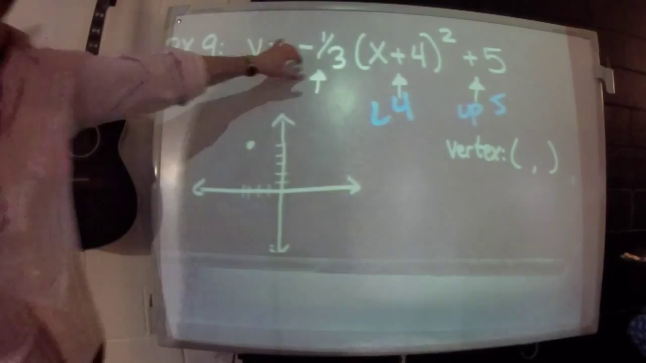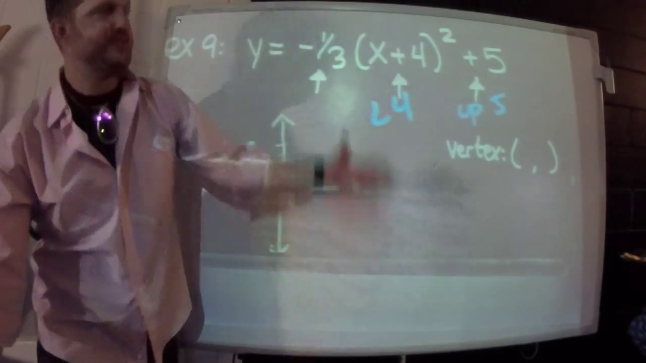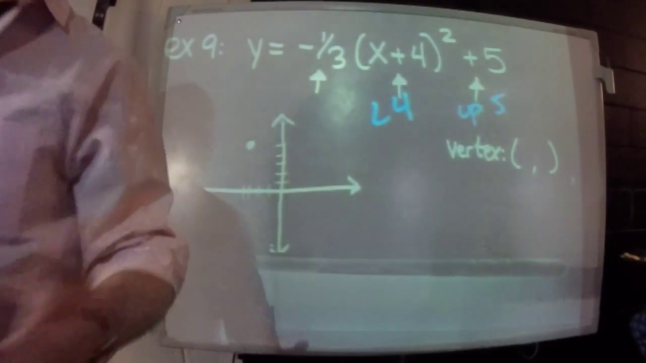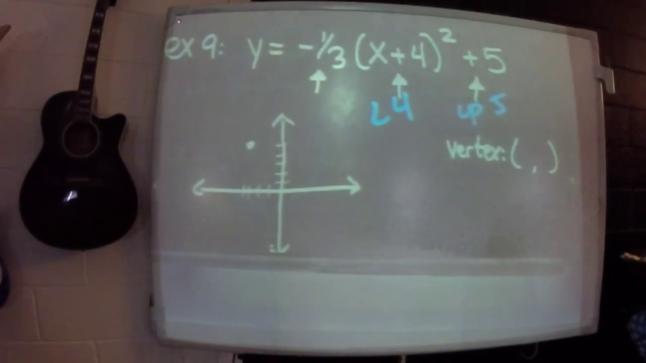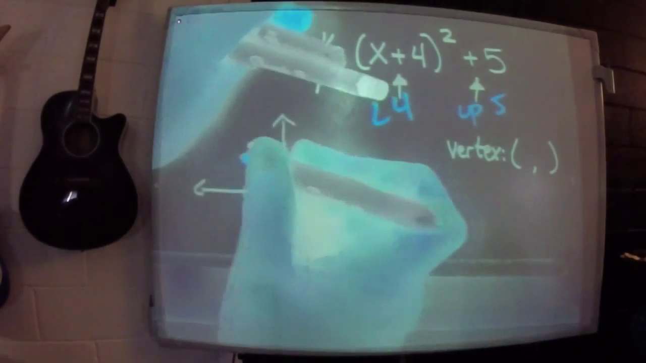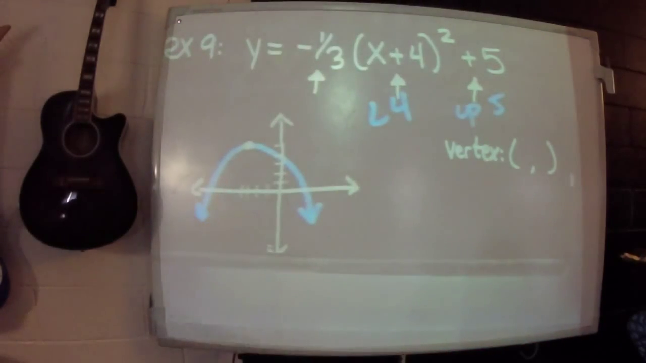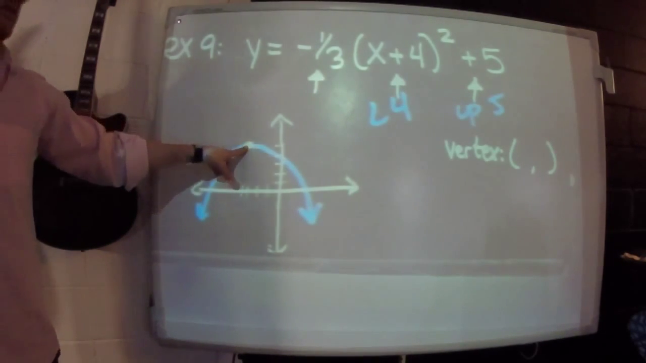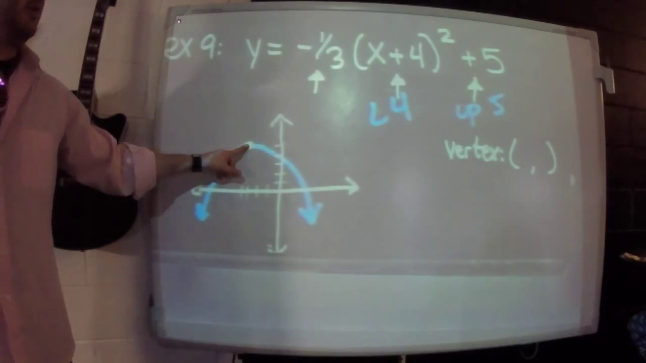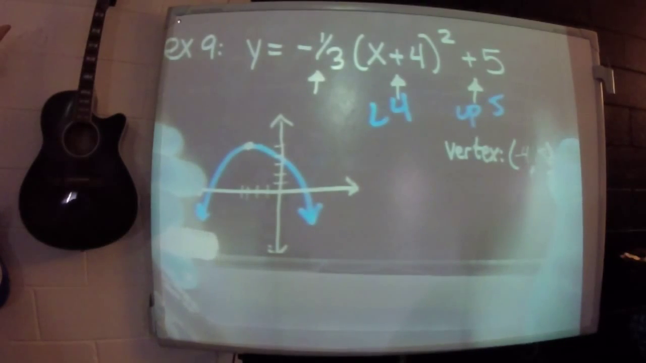Now, two things are happening right here. The negative flips it down, so it's sad, and then the 1/3 does what? It's wider. So it's sad and it's wider. So do an upside down one. And tell me what the vertex is right here. -4, 5. -4, positive 5.